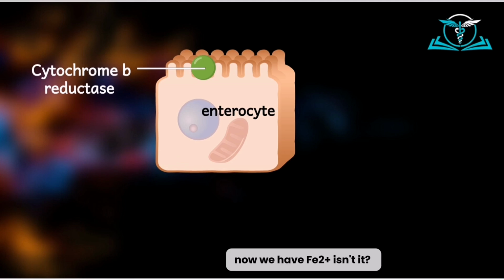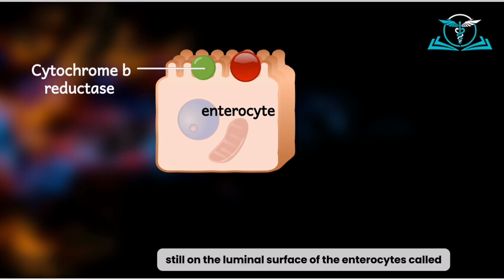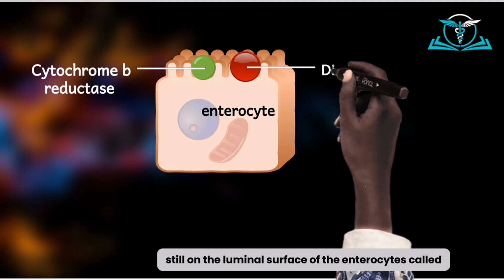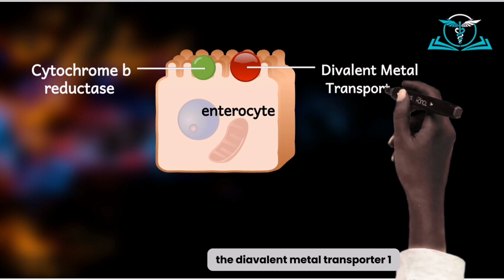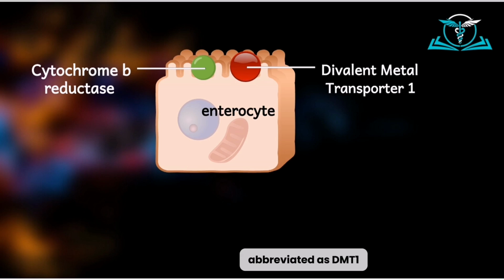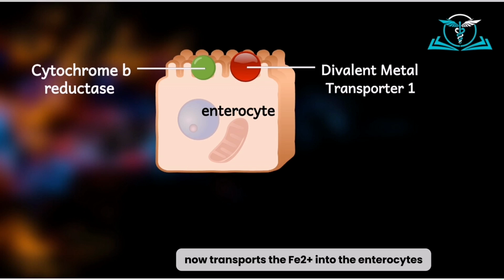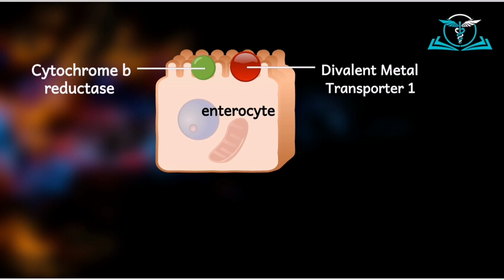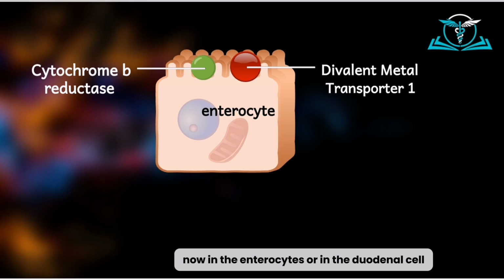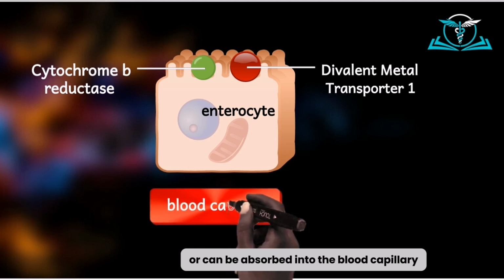Now we have Fe2+, isn't it? Then another protein still on the luminal surface of the enterocyte called the divalent metal transporter 1, abbreviated as DMT1, now transports the Fe2+ into the enterocyte. Now, in the enterocyte or in the duodenal cell, depending on the body's needs, the iron can be stored as ferritin or hemosiderin, or can be absorbed into the blood capillary.